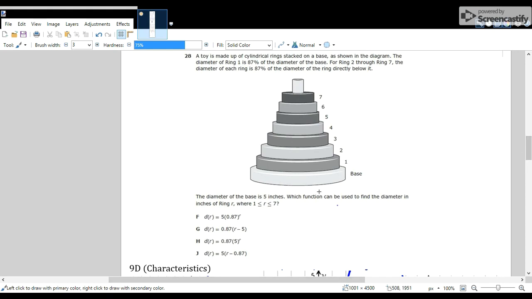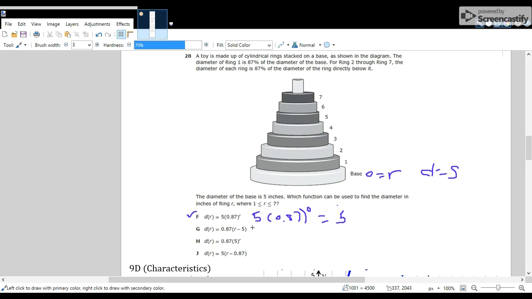So the first thing we could do with this is that we know the diameter of the base is 5 inches. And we'll call that 0 here for the R. So the first thing that we have to figure out is if R equals 0, your diameter would have to equal 5. So if we did that for this one, we have 5 times 0.87 to the 0th power. That equals 5. So that one could work.